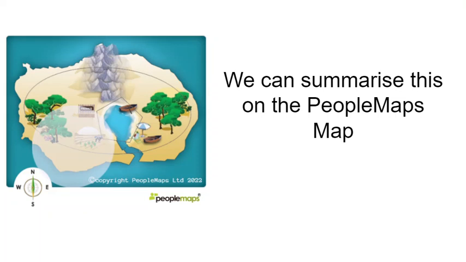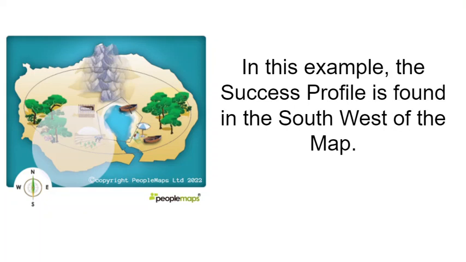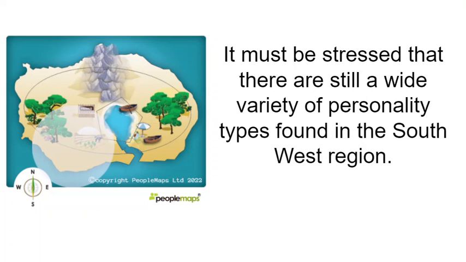We can then summarize all of that into a simple picture and display it on the People Maps map. So this is the People Maps personality map sitting here. In this example, the success profile is found in the southwest of the map. Now, it must be stressed that even within the southwest, there are still a wide variety of personality types within this region. However, we're at least narrowing things down, significantly narrowing things down.